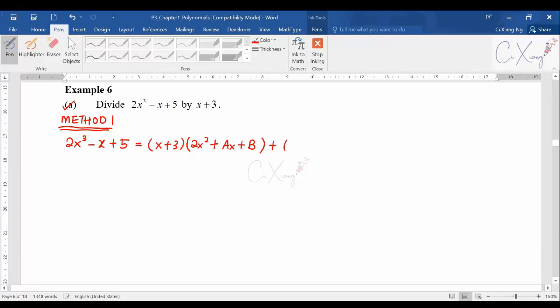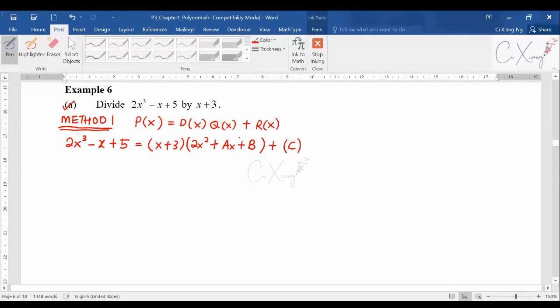Then plus, now we have a remainder. To get the remainder, you look at the divisor. The divisor is power 1, so the remainder will be power 1 minus 1, which is 0. When you have x to the power 0, that means your remainder should be a constant, so the constant is c. So this is the very first step. Like I said just now, you have to apply this concept: write out P(x) equals D(x) Q(x) plus R(x). So 2x squared plus ax plus b is your quotient, and R(x) will be your remainder.